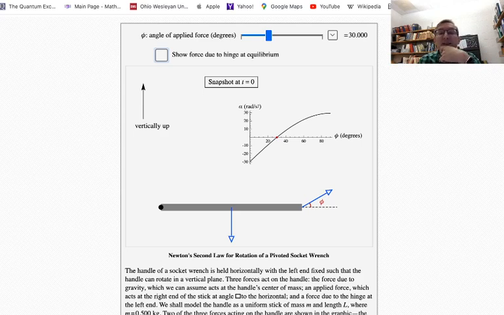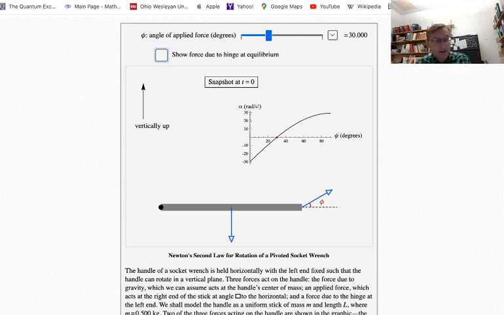Notice that the red dot shows me that the angular acceleration is 0 if the angle of our applied force phi is 30 degrees. That's a situation we call rotational equilibrium. That means the stick will stay there at rest if my applied force at the end is at a phi of 30 degrees.